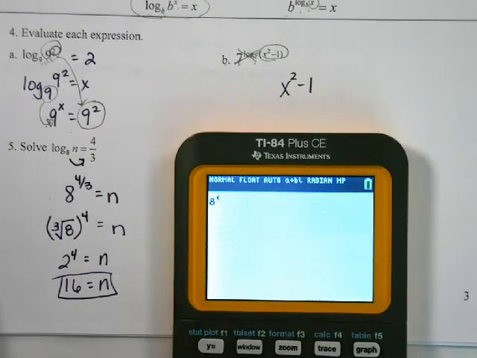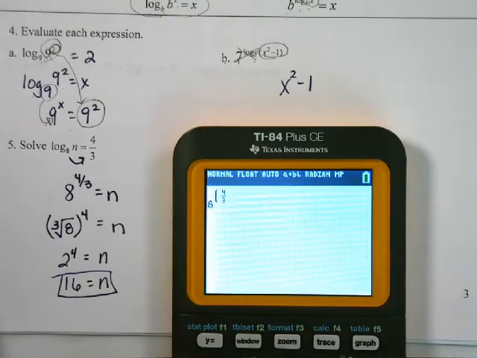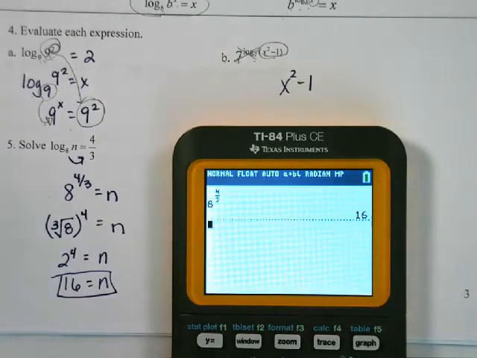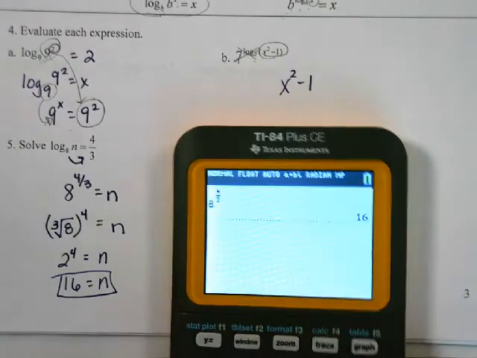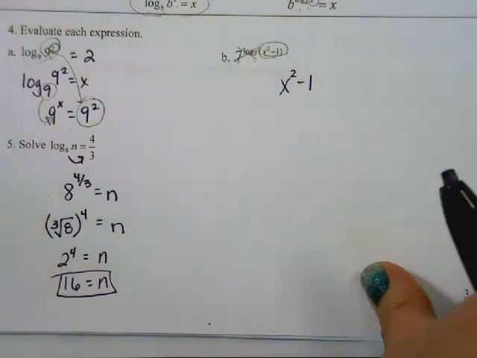8 to the 4/3. Yeah, you can. Just be careful if you put in a negative though. I'll want it as a fraction and not as a decimal. Your calculator probably would give it to you. Okay, questions on any of that? Okay, we've got one more page.